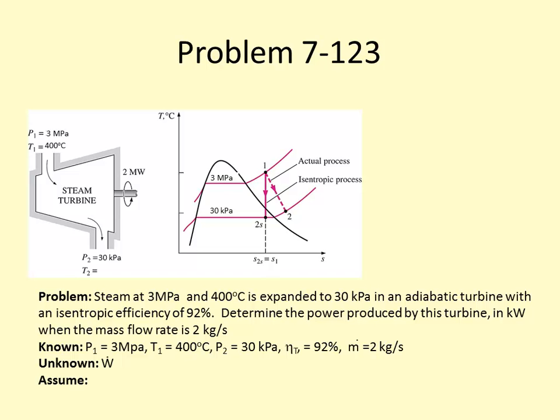Okay, so let's go to our property table now and look up some of these properties. At 3 megapascals and 400 degrees Celsius, we have a superheated vapor. And we're going to look up the enthalpy and the entropy. This is table A6. We find our enthalpy is 3231.7 kilojoules per kilogram. And our entropy is 6.9235 kilojoules per kilogram Kelvin.